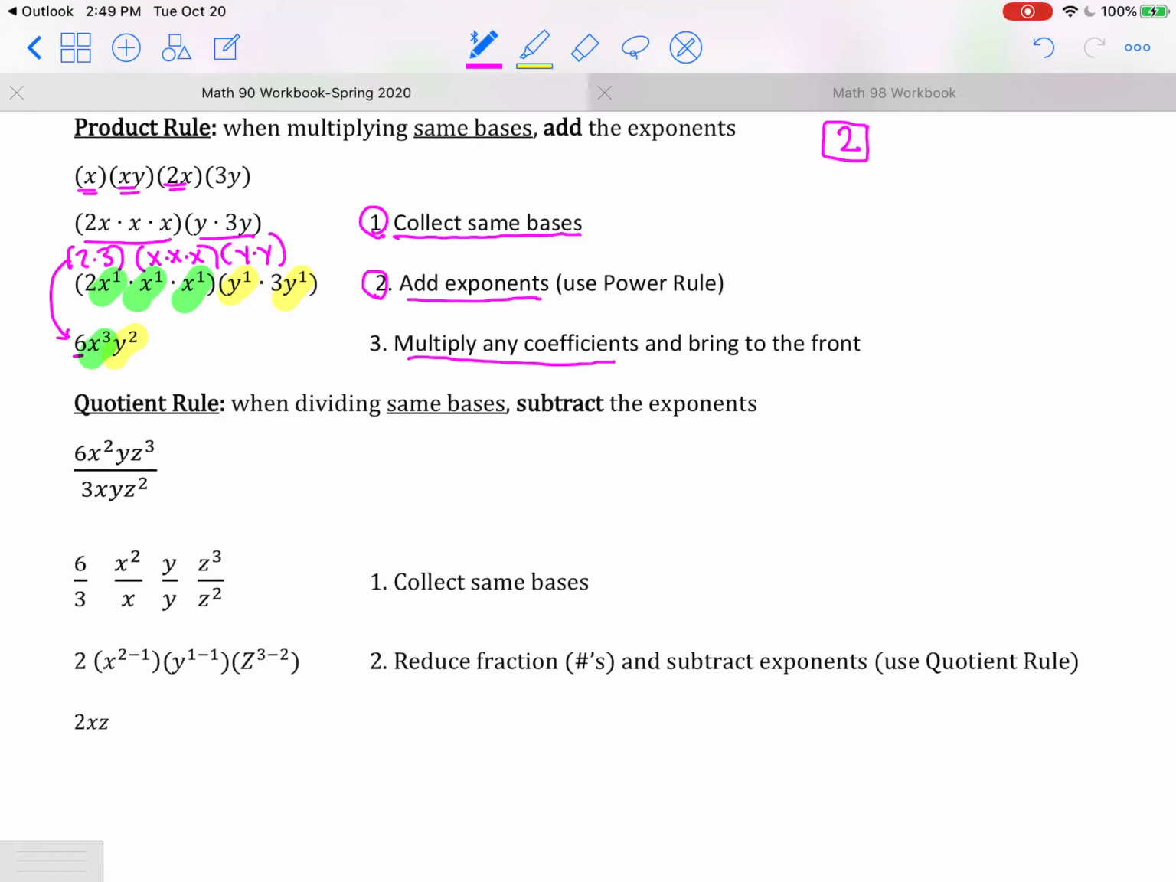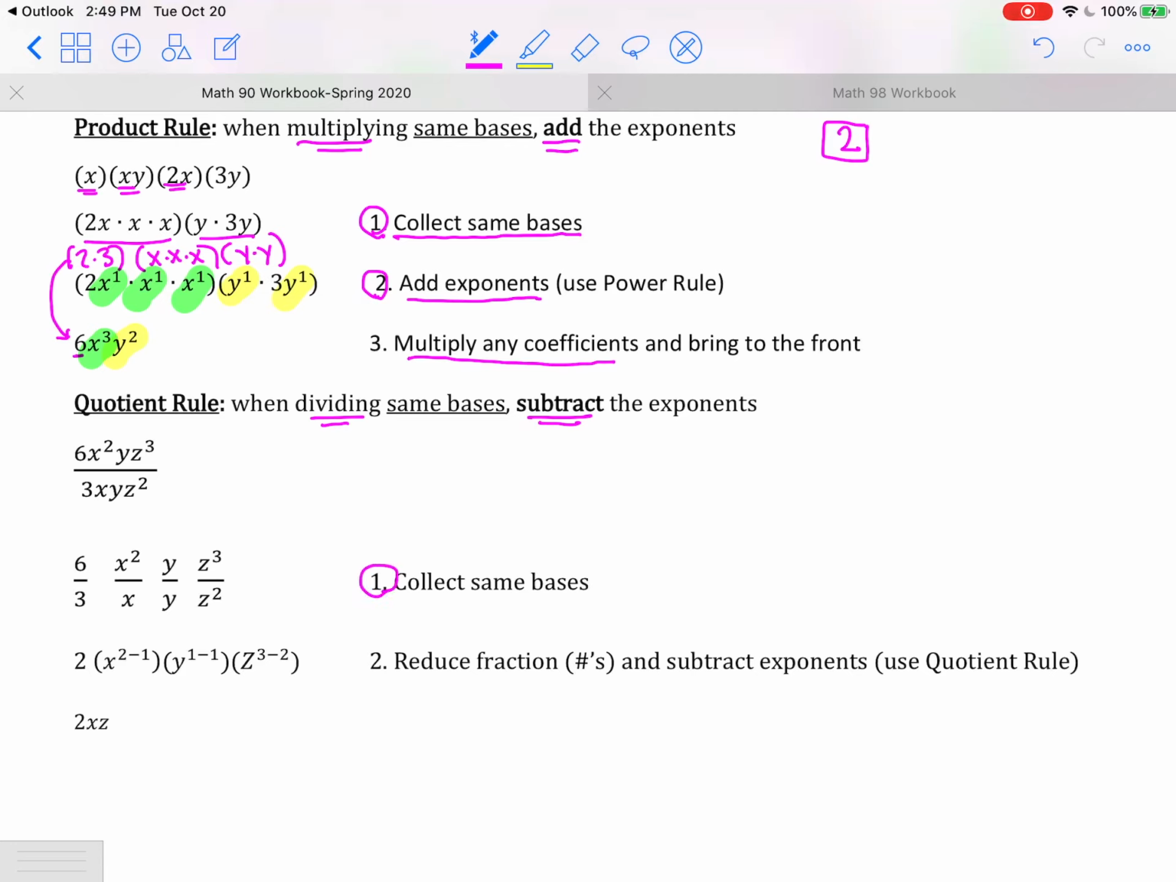All right, so the quotient rule, when we're dividing the same bases, we subtract. Whereas up here, when we're multiplying, of course, we add. And we have to remember that this is really talking about same bases. So it has to be both y's or both x's, whatever that base is. Okay, so we're collecting the same bases down here.